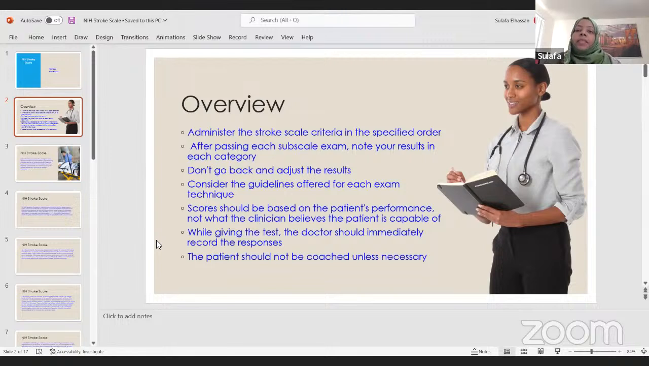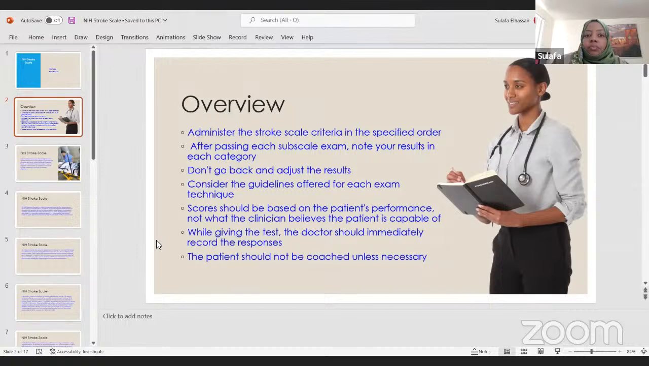So there is a sheet and there are parentheses. You can write your notes and your results inside the parentheses. Do not go back and adjust the result. Consider the guideline offered for each exam technique. There is, for example, a booklet from the NIH. You can read this guideline and follow it during your examination. And later on, I will share with you the booklet and the exam sheet.